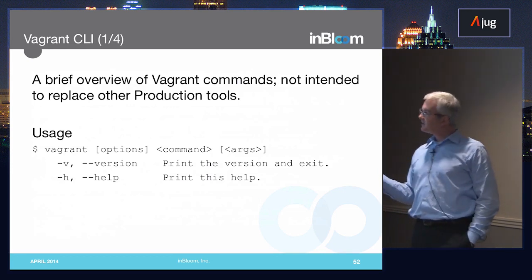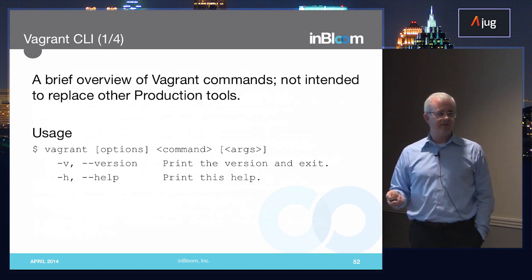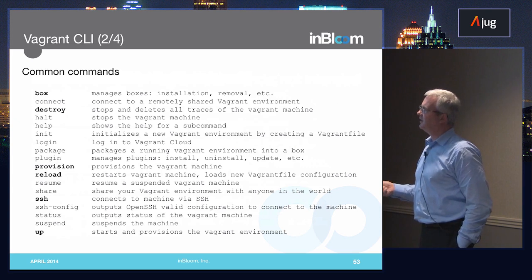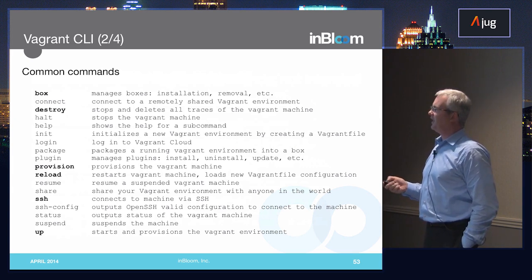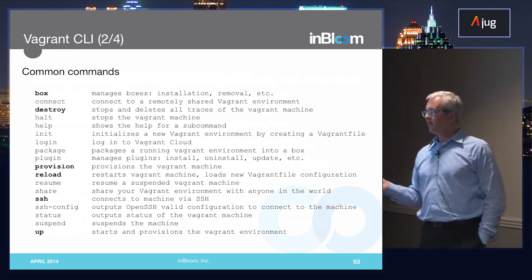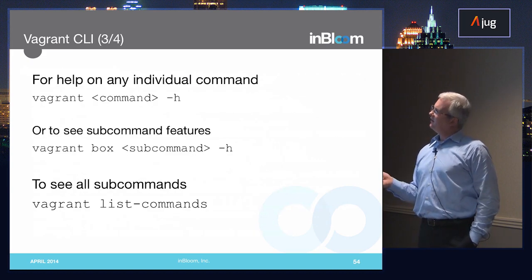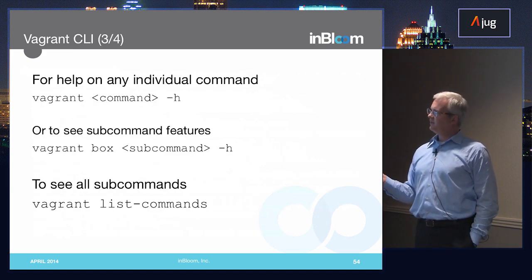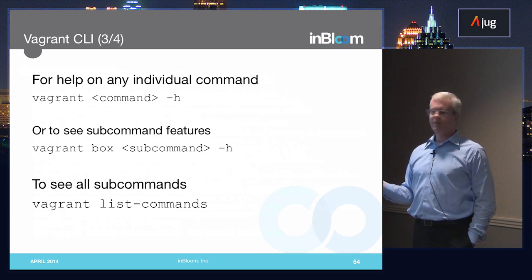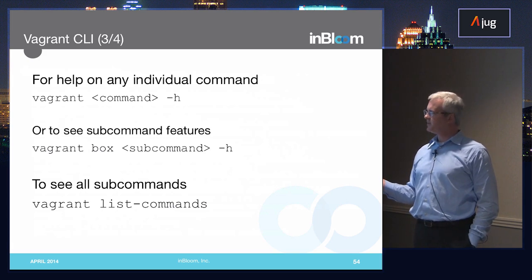Using Vagrant, just a brief overview. I'm not going to spend too much time on this. But basically, once it's installed, if you type in vagrant -v, you should get the version back if it's installed. Different commands: box, if you have multiple copies, you can destroy them. Reload, provision, you can shell in, or start it up. If you just do vagrant up, it'll look for a file called Vagrantfile in the local directory and use that. There are help commands, so you can do vagrant command -h, or the same thing on subcommands, because there's a lot of configurability and options there.